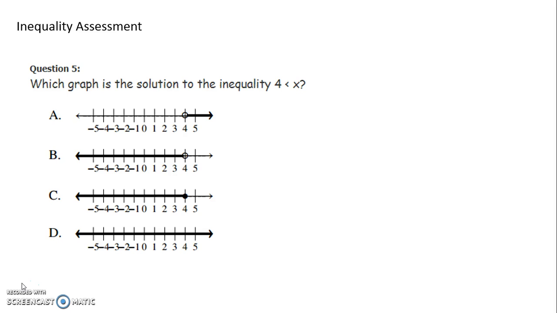I just want to talk about the few questions you missed on the inequality assessment. First one was question 5, and I have to tell you, this is a common error. The mistake you made is a very common mistake. It says, which graph is the solution to the inequality? 4 is less than x. You chose letter B, and a lot of students would jump to B.